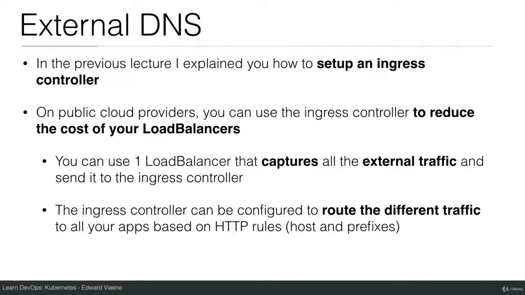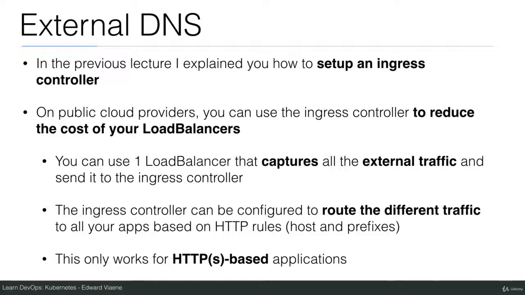The ingress controller can be configured to route the different traffic to all your apps based on HTTP rules, host and prefixes. This only works for HTTP or HTTPS based applications. So you need to be able to apply rules based on host or prefixes. If your app doesn't do HTTP or HTTPS, then you cannot use this approach. Then you just create a new load balancer for that app.